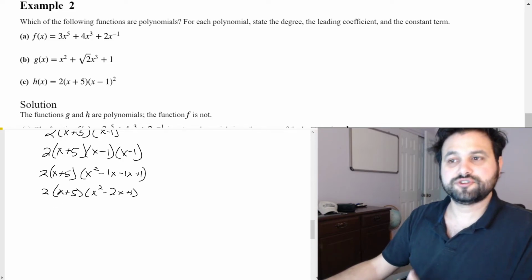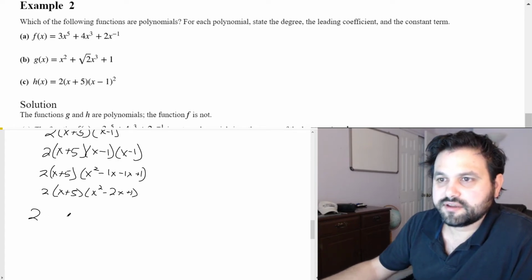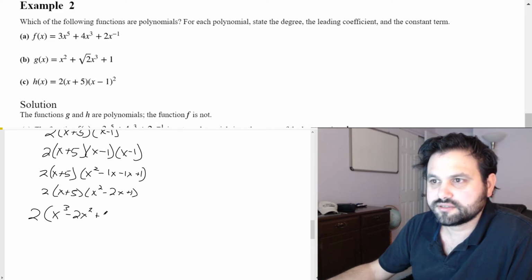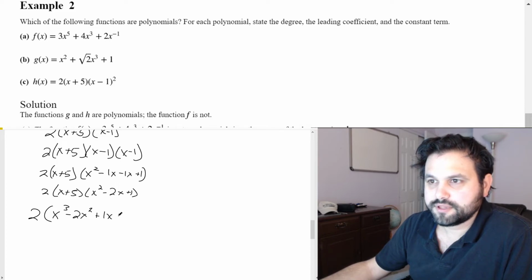Okay, now I'm going to distribute the x plus 5 in. And now this is where we just got to make sure we keep track of everything. First thing is I'm going to multiply the x into all three of these terms. So that would give me x cubed minus 2x squared plus 1x. Okay, that came from taking this x, distributing it over that trinomial. Now I have to take the 5 and distribute it over the trinomial again as well. So now I get plus 5x squared minus 10x and plus 5.